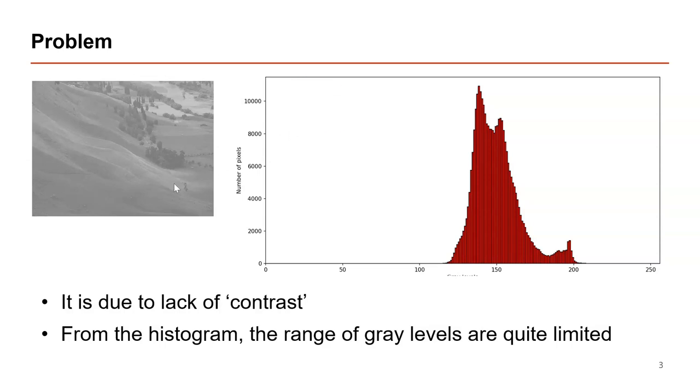If you try to plot the histogram of this image, it is basically a grayscale image. Pixels can take any value from 0 to 255. Each pixel is using 8 bits representing the gray level. So if you plot the histogram of the number of pixels at each gray level, you will find the histogram is quite skewed. It's not taking all the possible gray levels, it is taking only a few gray levels. That is why we feel like there is not enough contrast in the image.